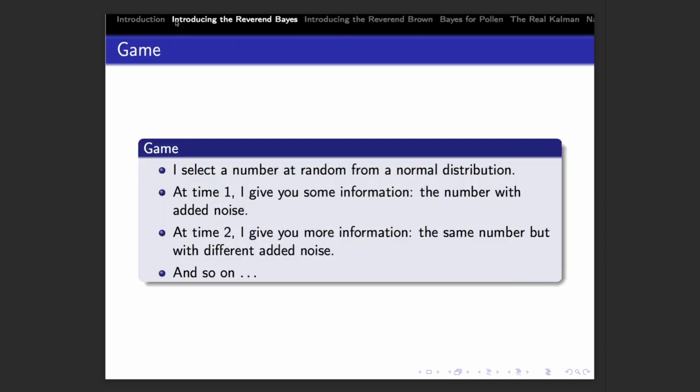So I'm going to play a game with you. I'm going to select a number at random from a normal distribution, and I'm not going to tell you what that is. And I'm going to give you some data. At time 1, I'm going to take my number I've sampled, which I'm keeping secret, and I'm going to give you a noisy version of that secret number. And I want you to guess what my number is. You'll never get it completely right, because I'm not going to give you enough information for that. But you ought to be able to do better and better each time I give you some more information.